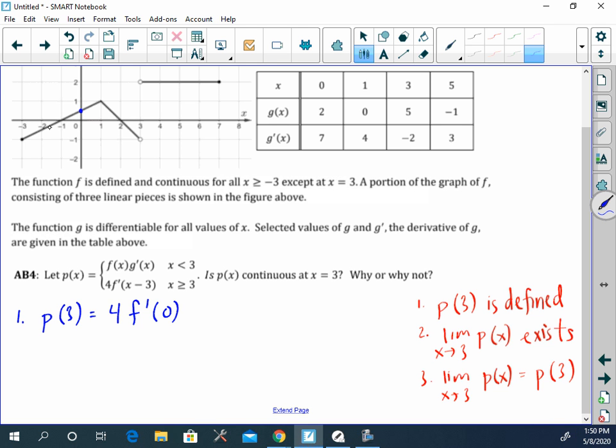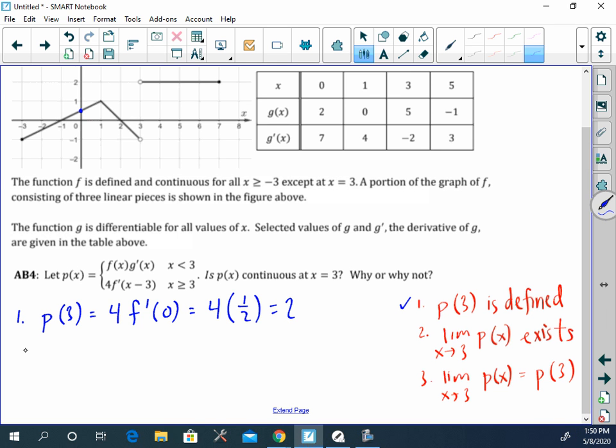This is a line. You can use that entire line. We rise 2, we run 4. So 2 over 4 would be a half. So we've got 4 times a half, which is 2. So P of 3 is defined. Check, got that one done. Then we want the limit to exist.